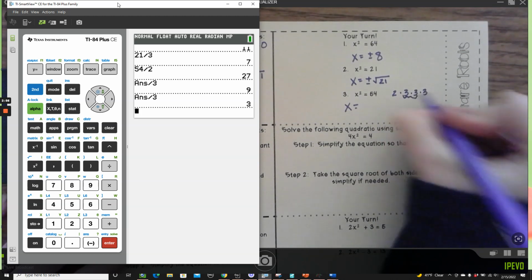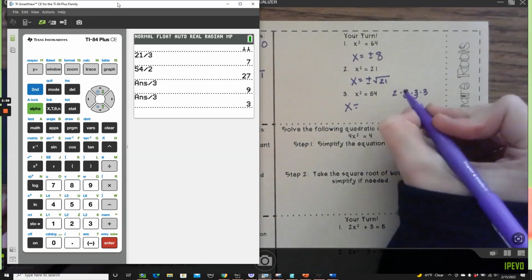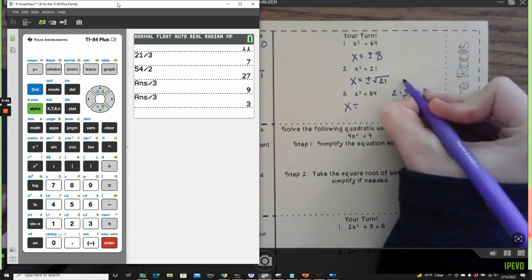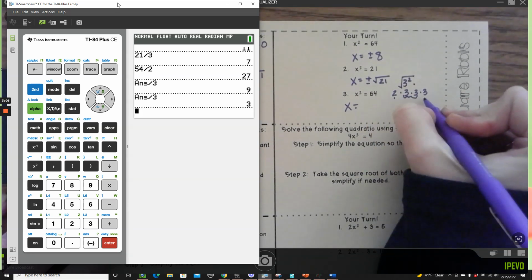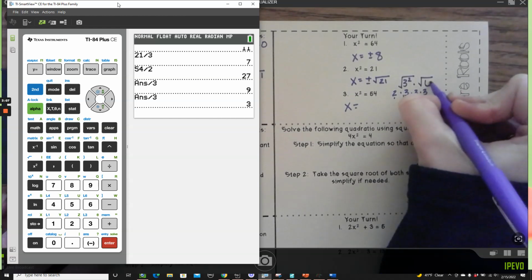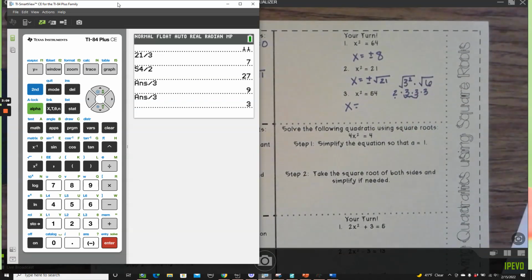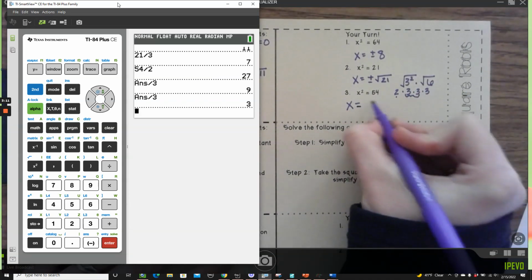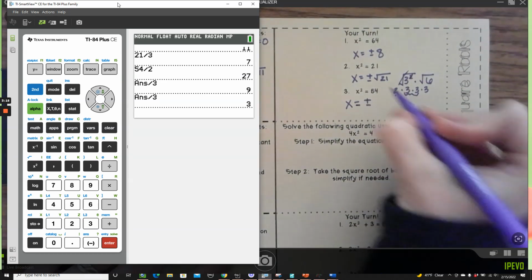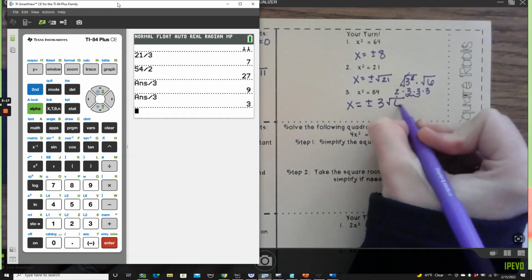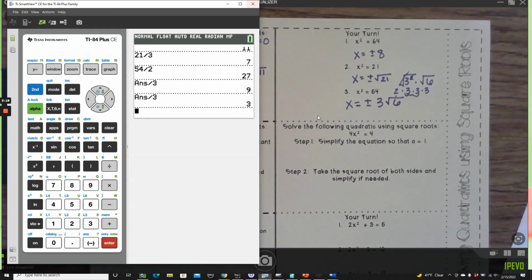So I've got a group of 2 here. So this one would be, what I'm going to do, I'm going to write the square root of 3 squared, times, and then I'm going to multiply the 2 and the 3 together, times the square root of 6. That just keeps everything nice and neat for me. So x equals, the square root cancels the exponent, and then we just tack the square root of 6 onto the end.